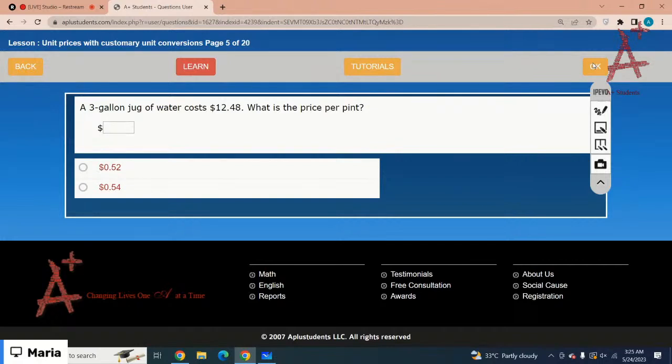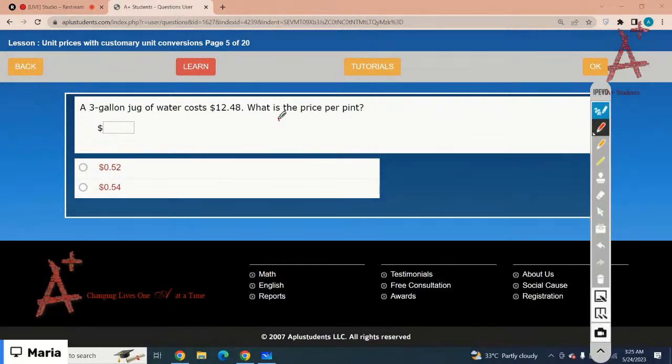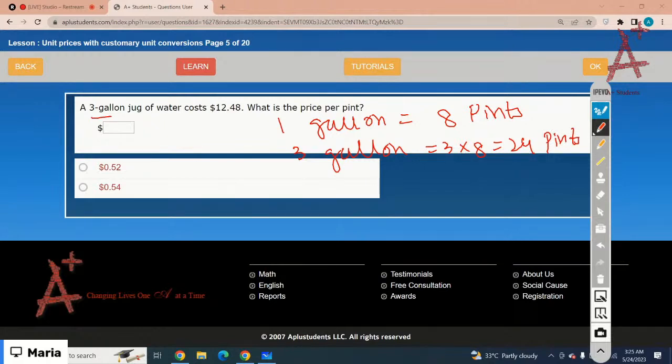gallons to pints. 1 gallon equals 8 pints. So you have 3 gallons, it would be 3 times 8 is 24 pints. So that means 3 gallons equal 24 pints. So you have to divide the value by 24. 12.48 divided by 24. Got it? It would be 0.52. That means the price per pint is 0.52.